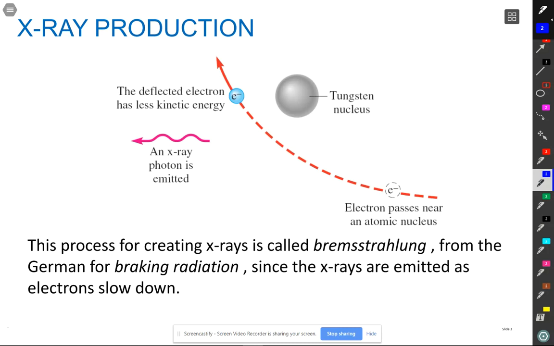Anytime you have a charged particle slow down or speed up or change direction, what do we call slowing down, speeding up, and changing direction? Acceleration. So anytime you have a charged particle accelerate, it gives off radiation. And so Bremsstrahlung is the name for the radiation when the particle is slowing down. The Bremsstrahlung radiation could be at any frequency from that peak that we found all the way down to a frequency approaching 0.